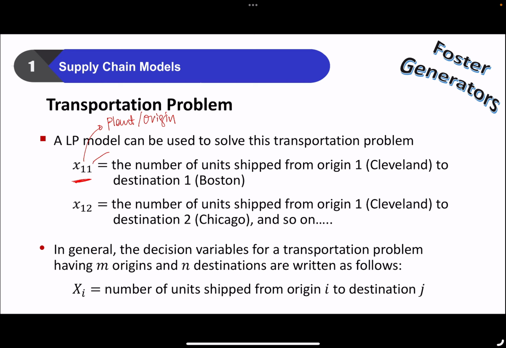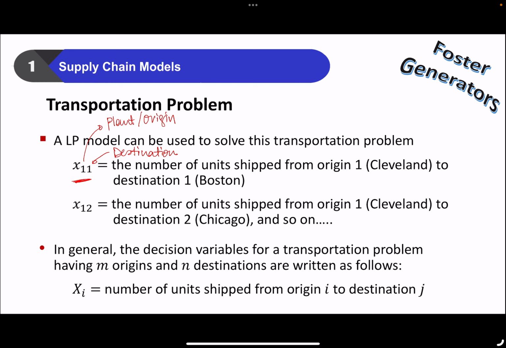The second number here is your destination. So when we have x11, it indicates the number of units to be shipped from origin 1, which is Cleveland, to destination 1, which is Boston. x12 indicates the number of units shipped from origin 1 to destination 2, Chicago, and so on.